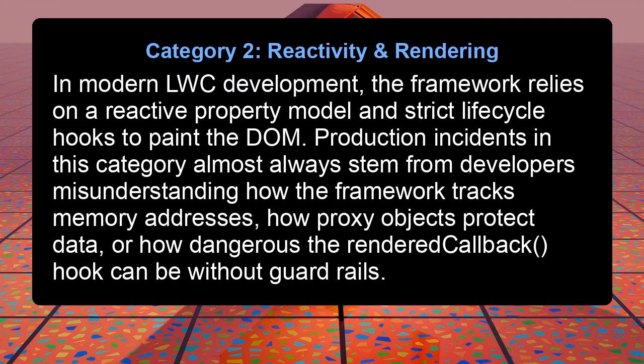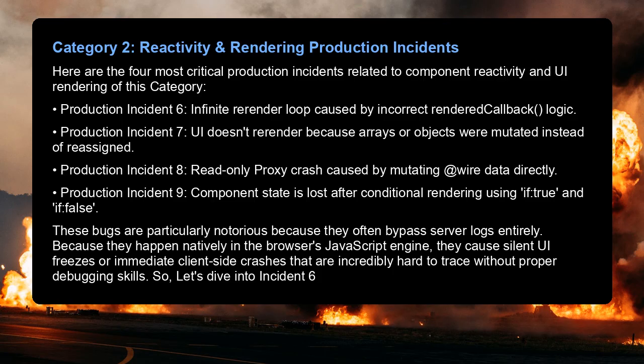Category 2: Reactivity and rendering. In modern LWC development, the framework relies on a reactive property model and strict lifecycle hooks to paint the DOM. Production incidents in this category almost always stem from developers misunderstanding how the framework tracks memory addresses, how proxy objects protect data, or how dangerous the rendered callback hook can be without guardrails. Category 2: Reactivity and rendering production incidents. Here are the 4 most critical production incidents related to component reactivity and UI rendering of this category.